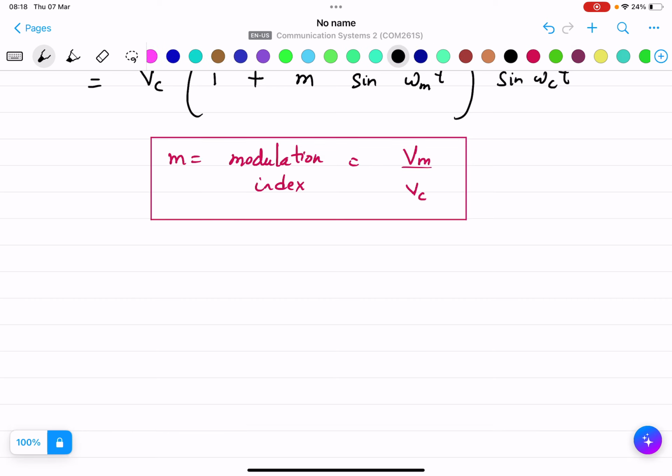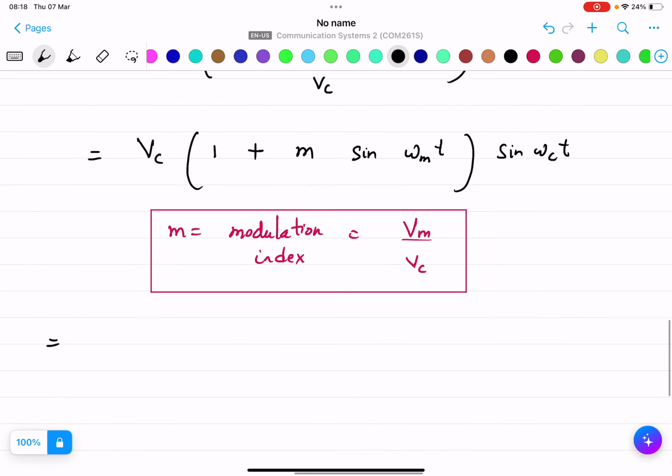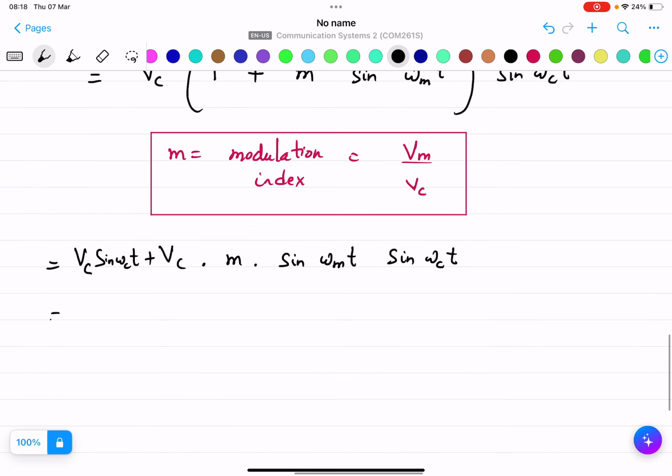Now, can I write it like that? This is the final expression we get. I'm just multiplying Vc inside. So it will be Vc plus Vc multiplied by m multiplied by sine omega mt and multiplied by sine omega ct. And here also sine omega ct will come. Can I just write it like this? Vc sine omega ct plus this expression, right?